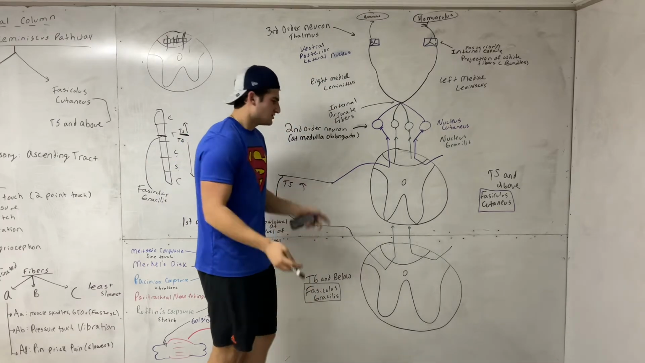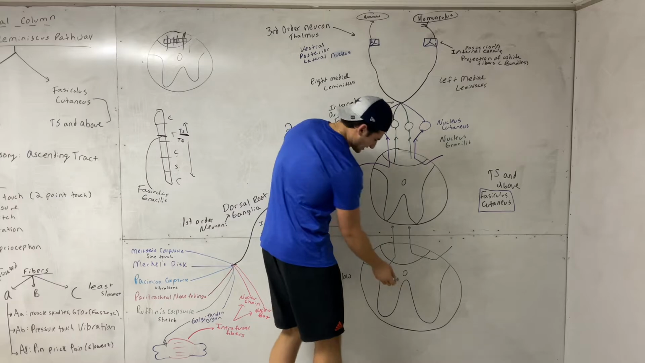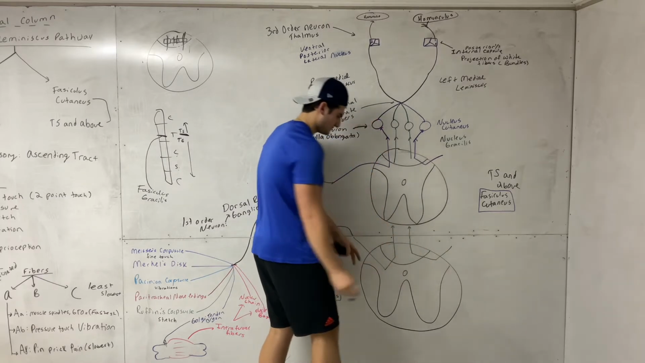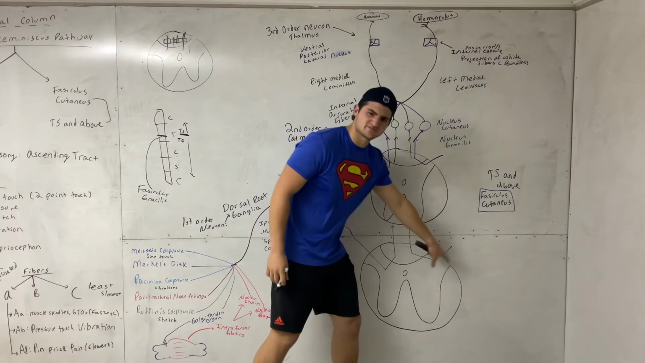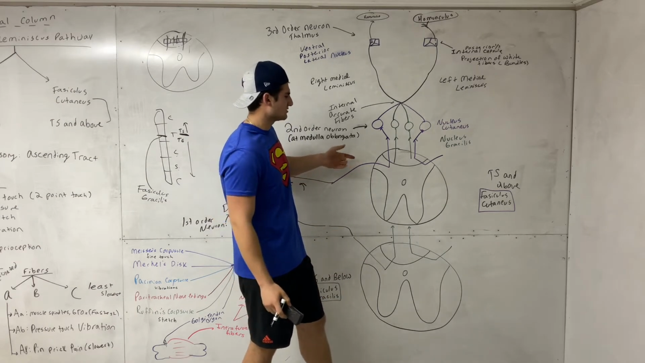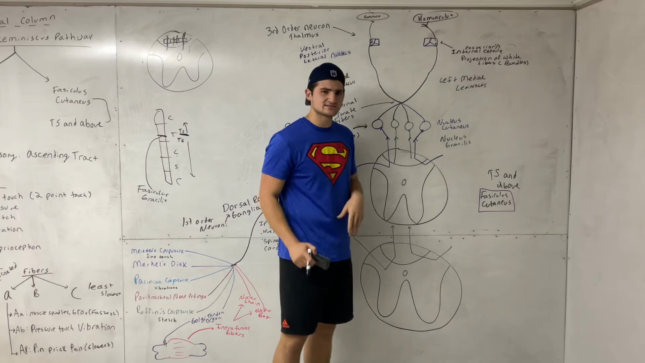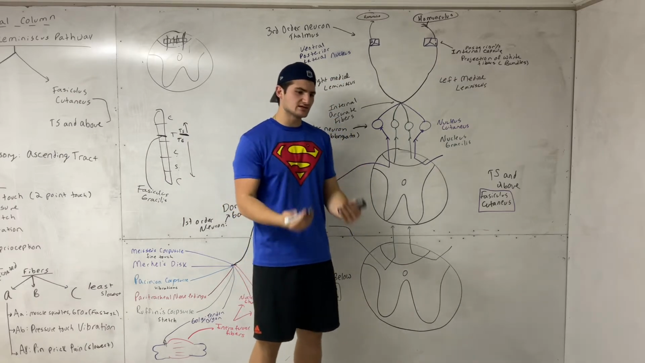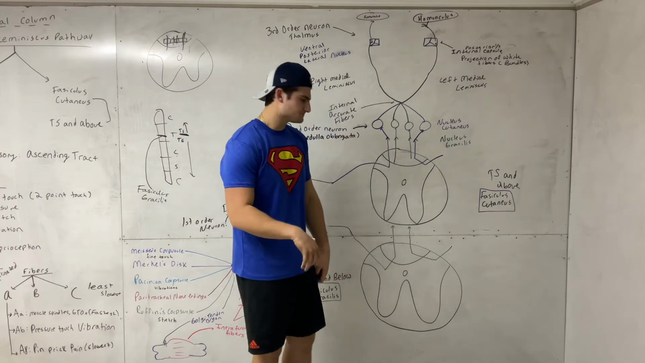Okay, so notice, before I move on, I have it coming from both sides. Fasciculus gracilis is getting information from both sides, and fasciculus cuneatus is getting information from both sides. Why? I just wanted to illustrate that the body's symmetrical here.